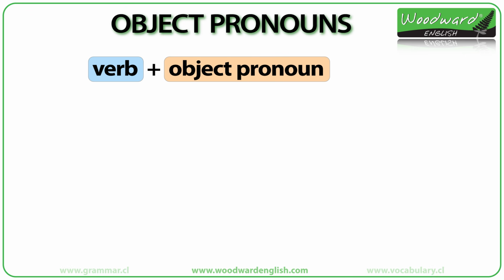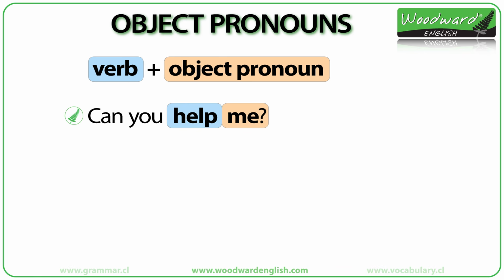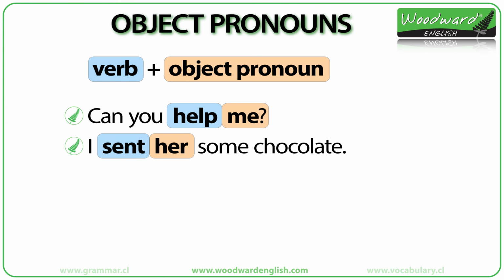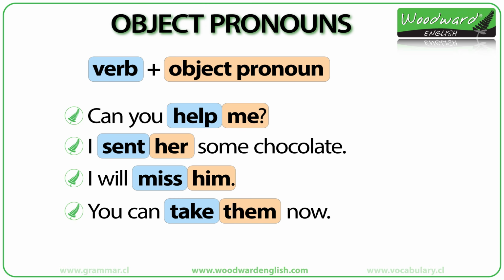You may have noticed in all the previous examples that the object pronoun goes after the verb. It is verb plus object pronoun. Can you help me? I sent her some chocolate. I will miss him. You can take them now. Them may refer to people or things.